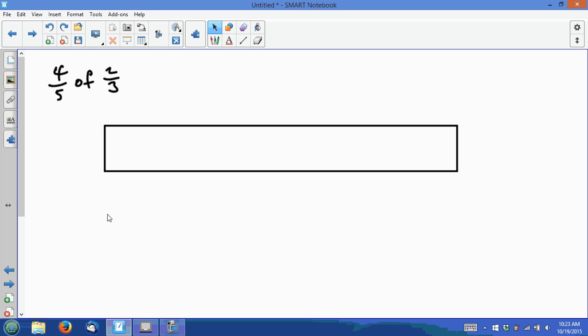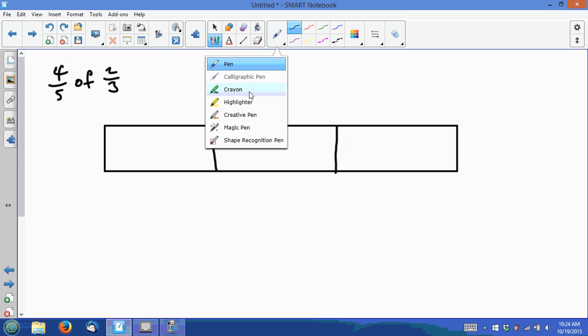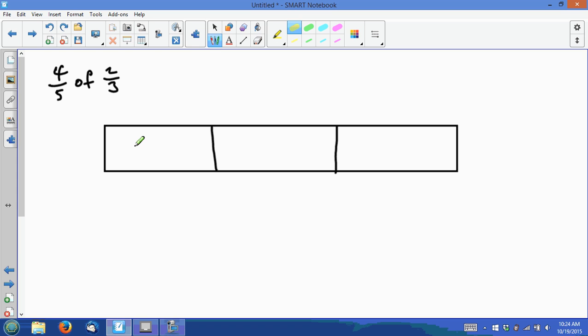4/5 of 2/3. And when you, again, look at that problem and you ask yourself, which one am I going to start with? And the way it's set up with the word of tells me I'm going to take 4/5 of something. So this is my starting point. So let's start with the rectangle cut into 3 pieces. And what's different now is instead of shading 1 piece, the fraction now tells me to shade 2. So that's what we'll do. We'll shade 2 pieces here.